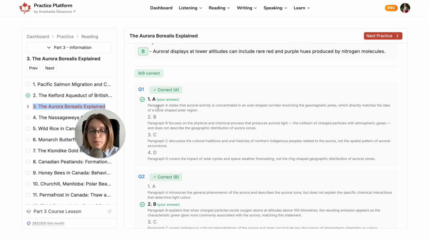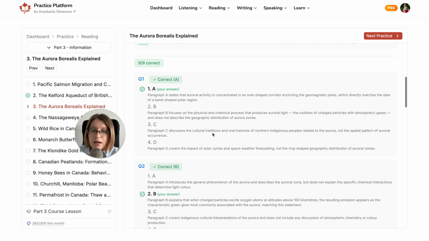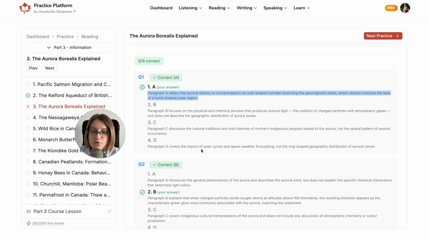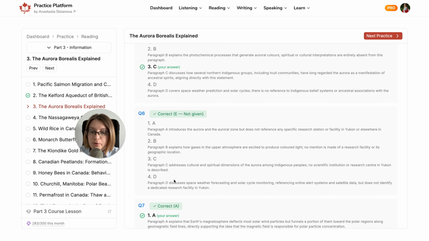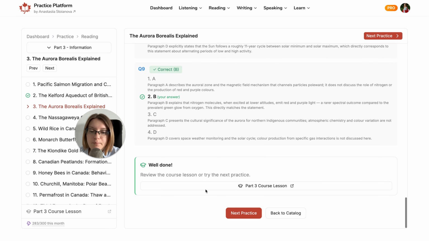And notice that for every answer, even if you chose wrong, it will explain to you in a very detailed manner. It will explain where the paraphrase came from, why was it not given, for example, right? Everything is explained here. So I think that's great.